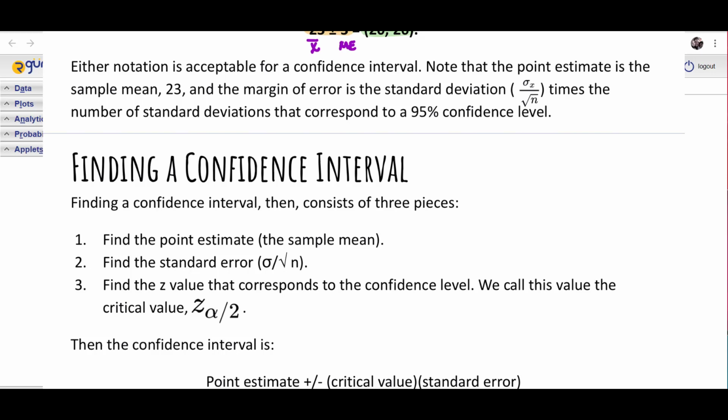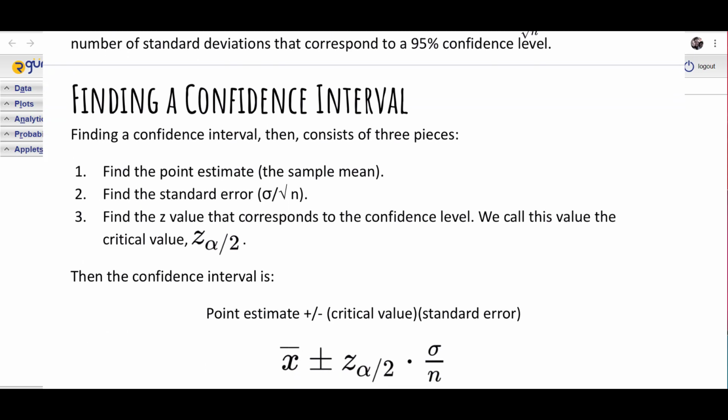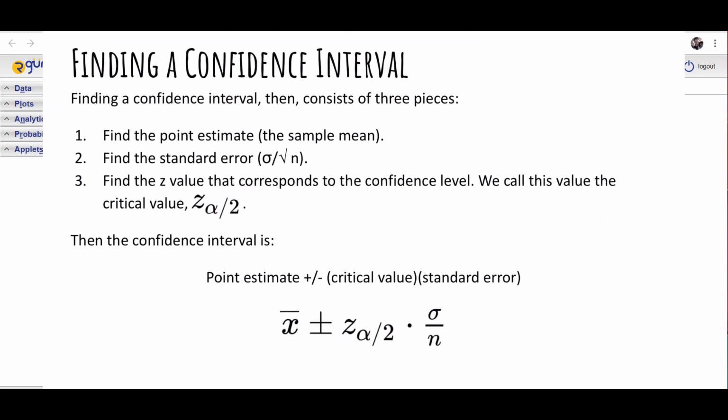Now, we knew 95% is 2 standard deviations each way, but what if you were, let's say, 90% confident? How many standard deviations is that each way? How many is 99%? So we have to come up with a way to figure out the number of standard deviations each way that you're going to go so that you can calculate this. So let's go through the steps for finding the confidence interval. There are basically 3 pieces.